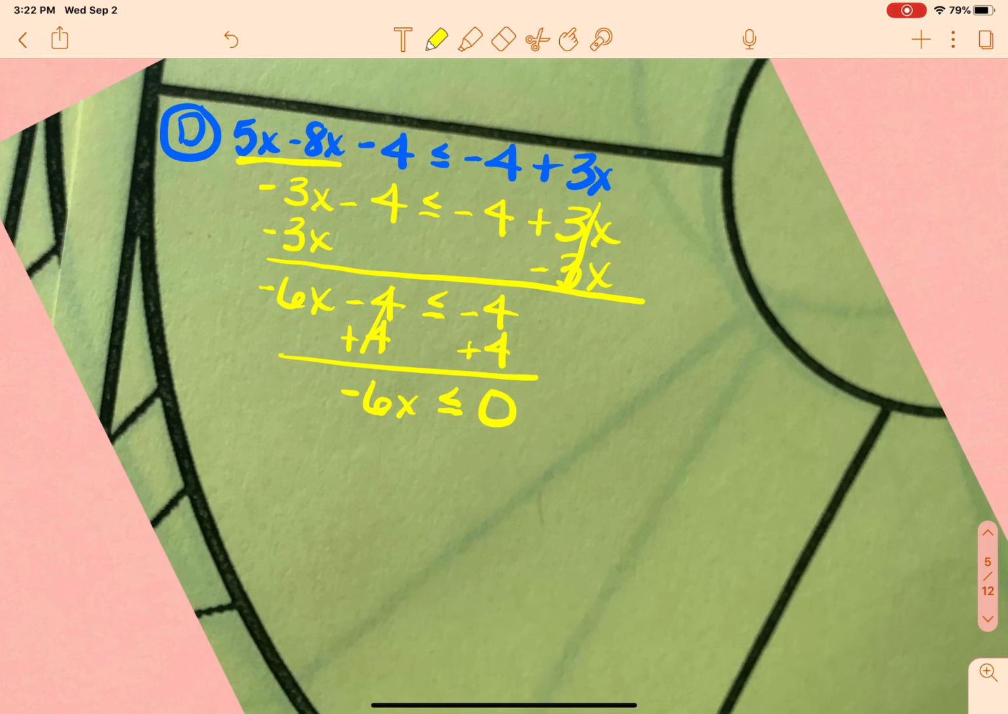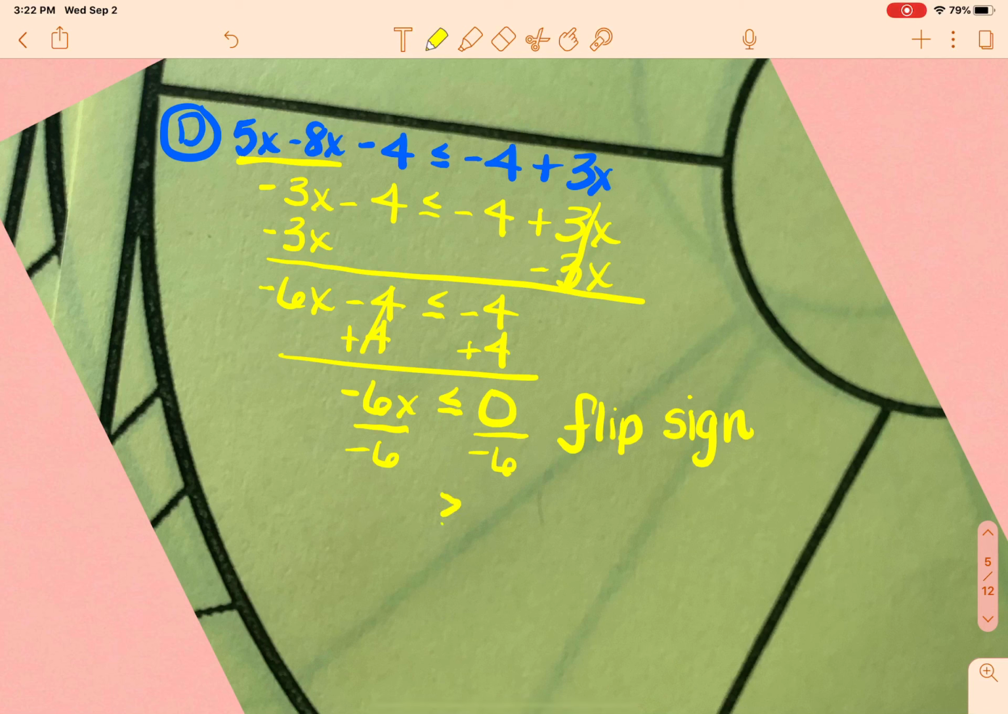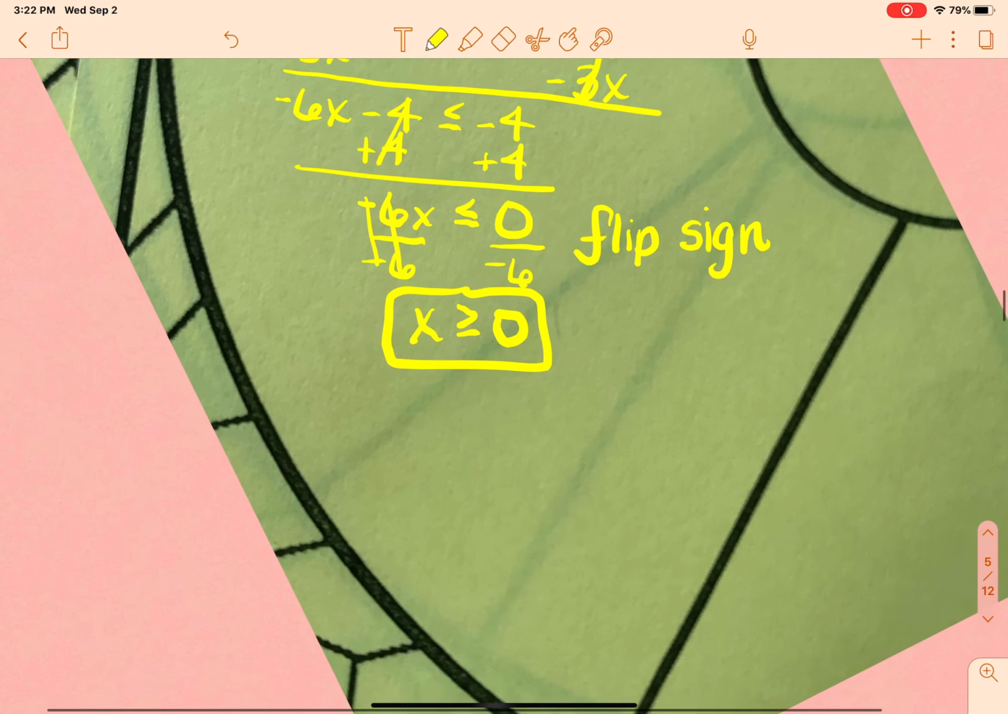Now, to get x by itself, I'm going to have to divide by negative 6. So I just multiplied or divided by a negative number. That means I'm going to have to flip my inequality. So I have to flip my sign. So if this one is less than or equal to, I'm going to do greater than or equal to. This will cancel out, be left with x. 0 divided by negative 6 is going to be 0. So that's my final inequality.